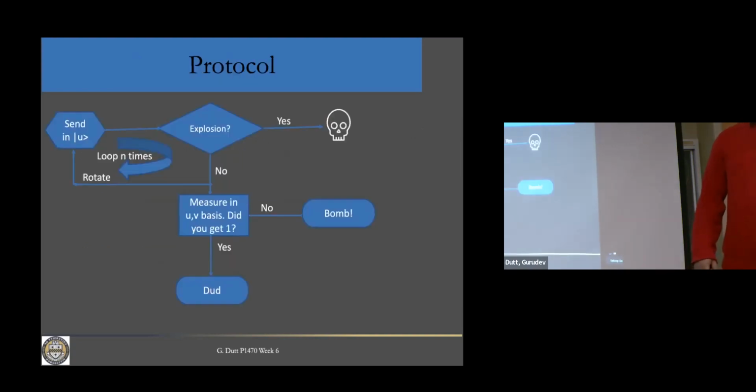Okay, and now we come to the new protocol. This is our improved protocol for the quantum bomb detection.